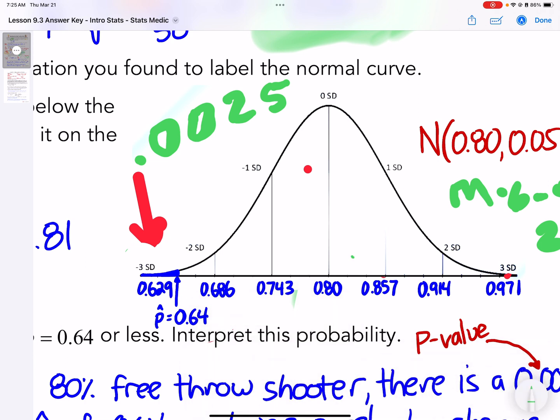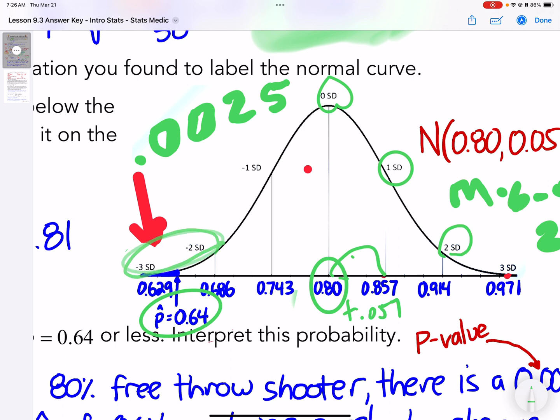All right, so you can see from here, 80 is at 0 standard deviations because it's right there in the middle. Then as I went up 1 standard deviation, because I added 0.057, which was 1 standard deviation, I'm at 1 standard deviation. Then I added again, I'm at 2, and so forth. Same thing here as I subtracted. You can see that my score of 0.064 is somewhere between -2 and -3 standard deviations.